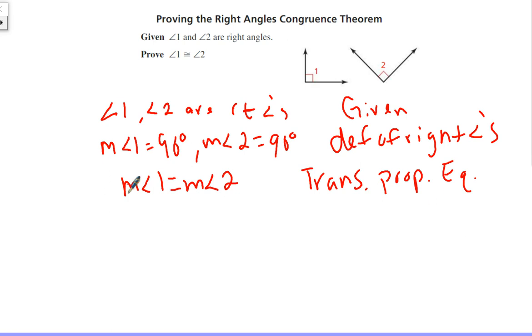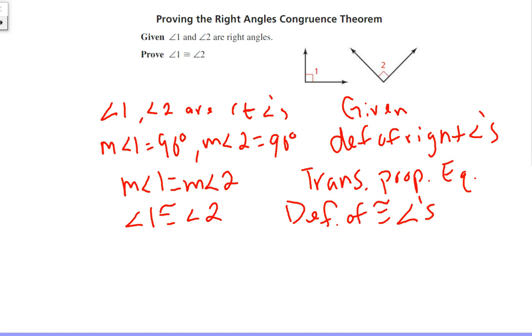Well, look where we are. We are saying that the measure of 1, the value of angle 1, equals the value of angle 2. Well, if the values are the same, that means the figures are congruent. And that is because of our definition of congruent angles.